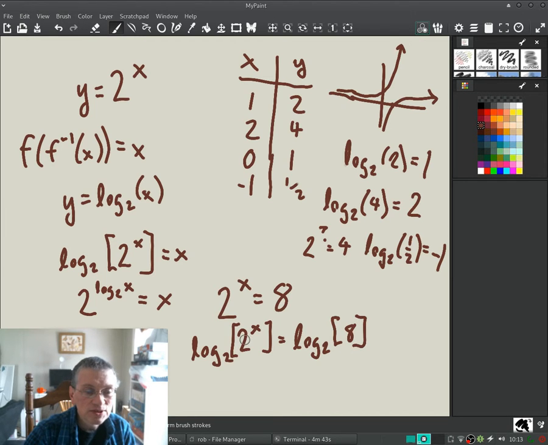Alright, log base 2 of 2 to the x. These two functions are inverses, so they cancel each other out. When you compose inverses, you get back the original x values. So that's another way to write that.